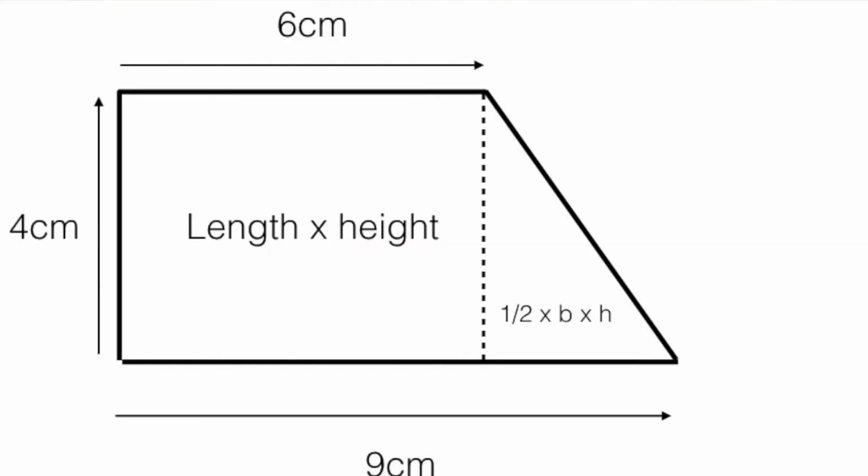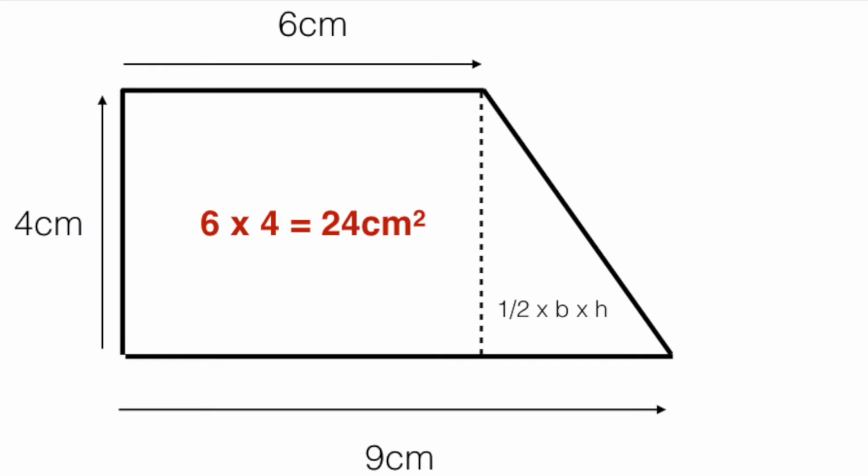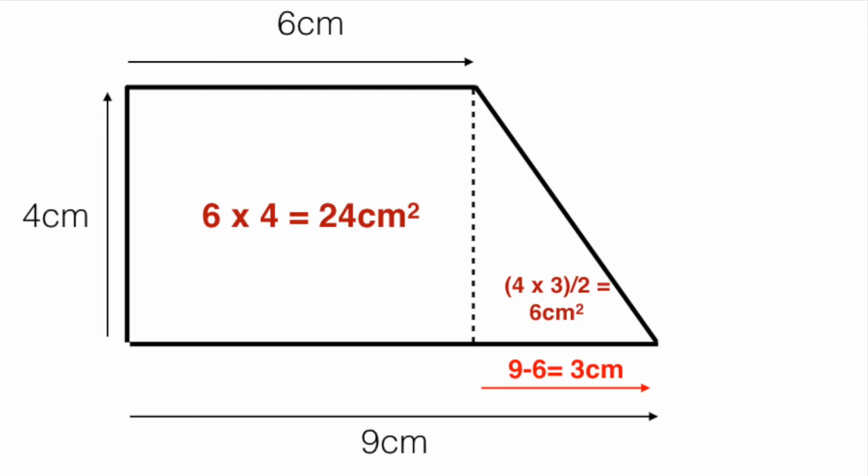So calculating the area of this shape here requires us to split it into two shapes, a triangle and a rectangle. We know the area of the rectangle is the length times by the height, and we know the area of the triangle is the height times by the base divided by 2, or half times base times height. Based on this, the area of the rectangle is, and the area of the triangle is, so we add them together and this gives us the total area of the shape of.